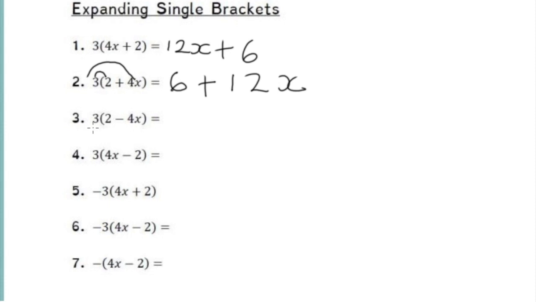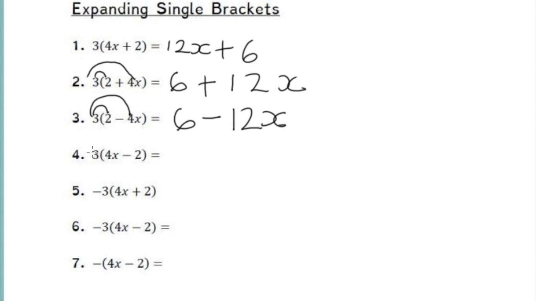Now notice number 3 is slightly different from what we did before. So it says expand 3 in brackets 2 minus 4x. So what we do here is we do 3 times 2, which is 6, and then we do 3 times minus 4x. So notice this is a negative number. So remember the rules. We said a positive number times a negative number will give us a negative number. So our answer here will be minus 12x.